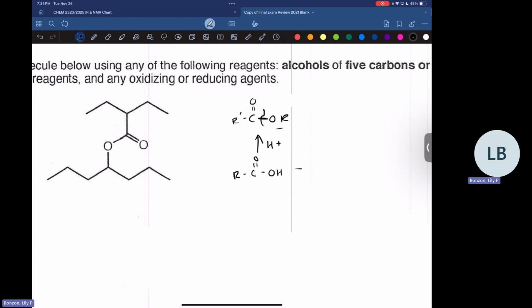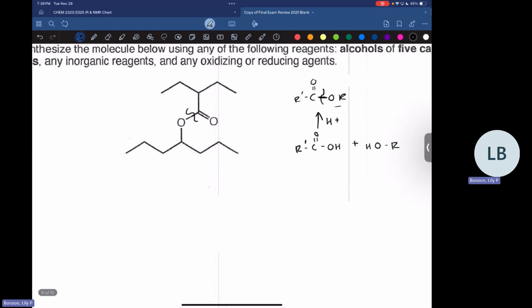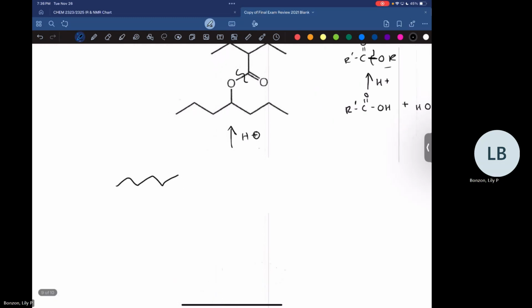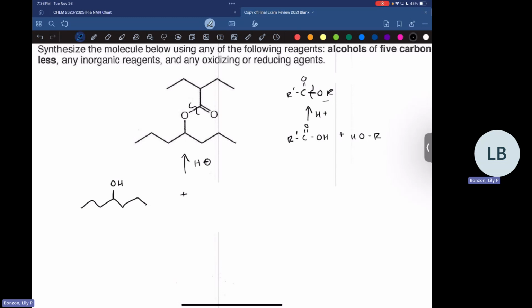And so that is going to be the reaction of a carboxylic acid with an alcohol. So the single bonded oxygen part is going to become your alcohol, and the double bonded oxygen part is going to become your carboxylic acid. So for this one, I'm going to split in between the double bond O and the single bond O. Over the arrow is going to be H+. So then our alcohol part will be this long chain here, OH. And then our carboxylic acid part will be the part at the top.